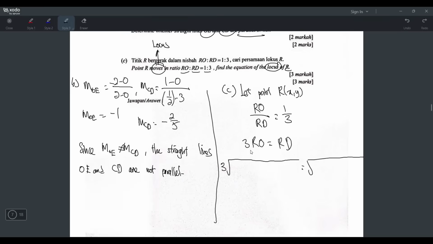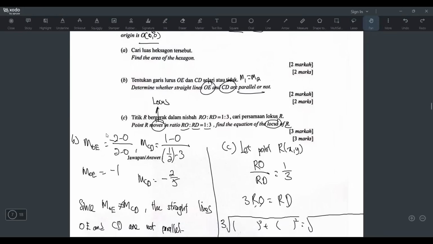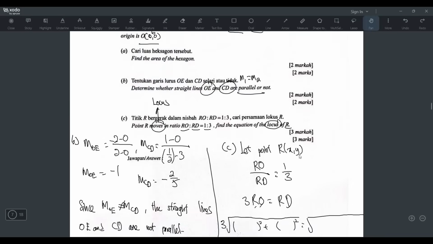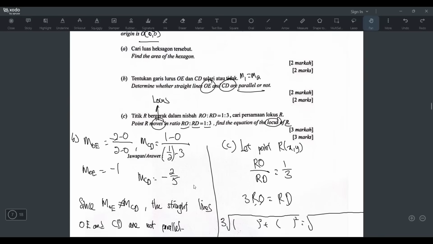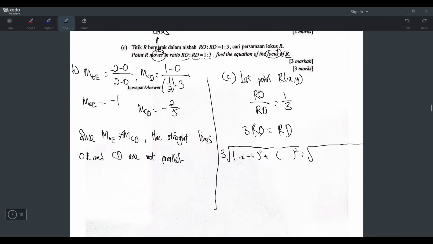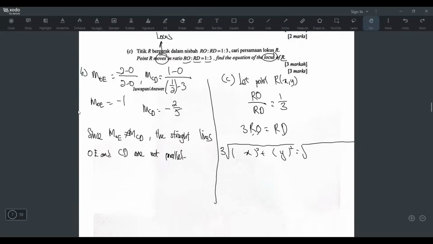Right? Okay, so how to find distance? The formula is square root, bracket square plus bracket square. And then in the first bracket you have to take x minus x. In the second bracket you have to take y minus y. Okay, I'm trying to find RO, right? So what's the coordinate for R and O? Okay, O is 0, 0. And then R is xy. So when you take x minus x, it will be x minus 0 lah. So the first bracket is x minus 0 square, second bracket y minus 0 square. But you can just write x, right? Because x minus 0 is x. And then y minus 0 is just y, so just write y. Because minus 0, so no need to write.